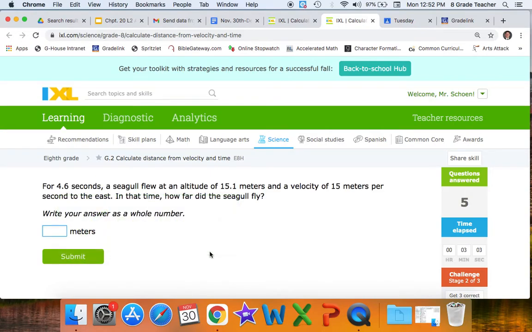For 4.6 seconds, a seagull flew at an altitude of 15.1 meters and a velocity of 15 meters per second. Again, they're throwing in that altitude as just this extra piece of information. Here you've got 15 meters per second for 4.6 seconds. You multiply those two things together. 15 times 4.6 is going to give you a distance of 69 meters.